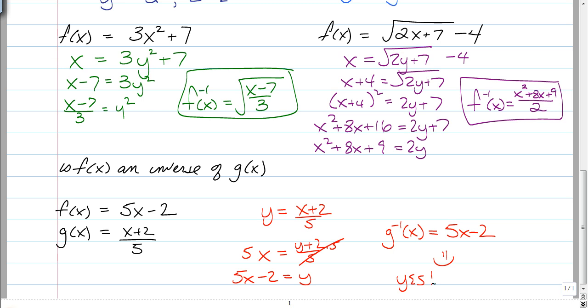That's it. That's inverses. Basically, the phrase of the day is switch x and y, and then obviously you have to apply it however it asks you to apply it.